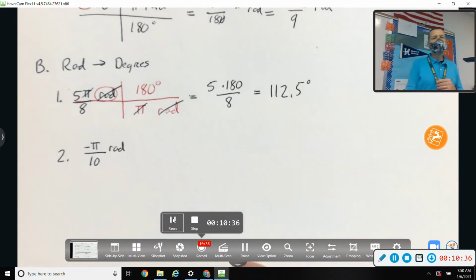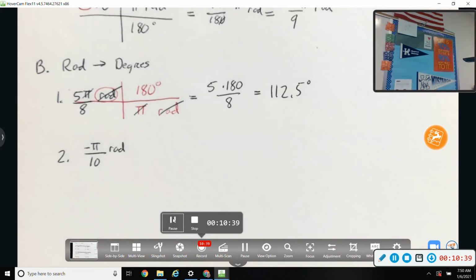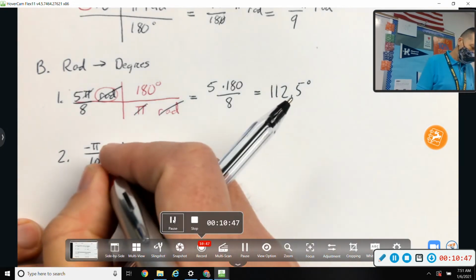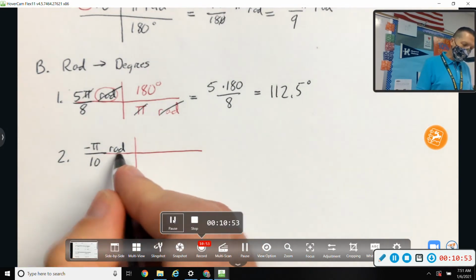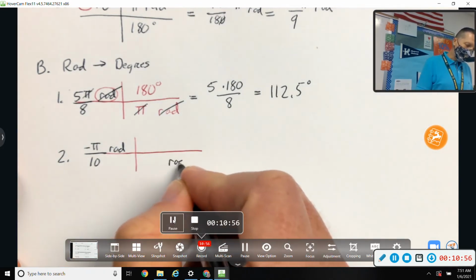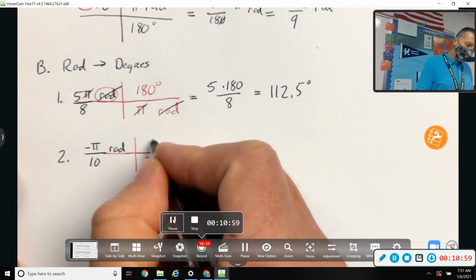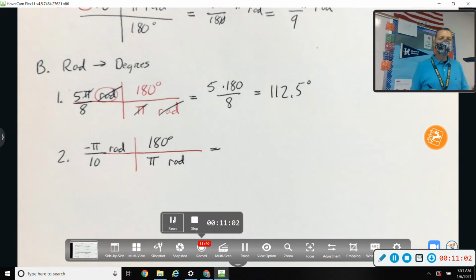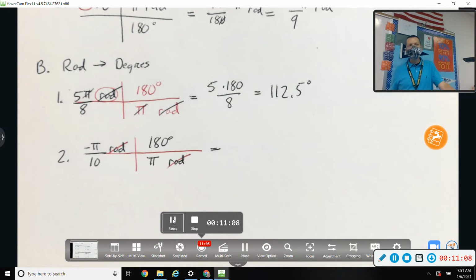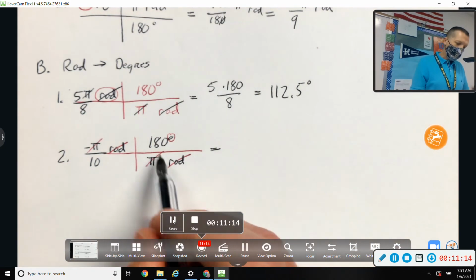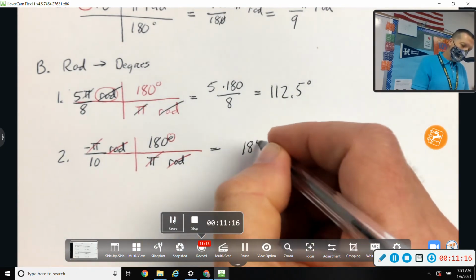All right, you try this one. Negative pi over 10 radians. Convert that to degrees. Again, extend the fraction bar is probably the best way to go. I want the radians to go away. They're in the top, so I want to put them in the bottom so that they'll cancel. But pi radians is 180 degrees. And then we just watch for things to cancel. The radians cancel. We force that to happen. That's what we wanted to happen so that we're left with degrees. The pi's will cancel. And then I've just got 180 over 10. That's 18. So 18 degrees.